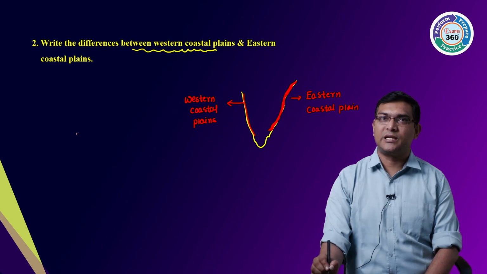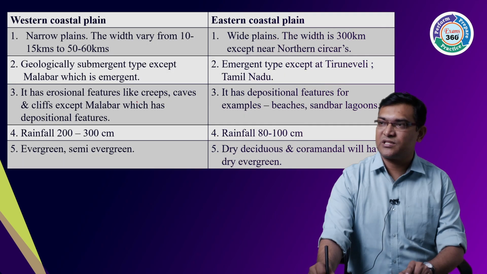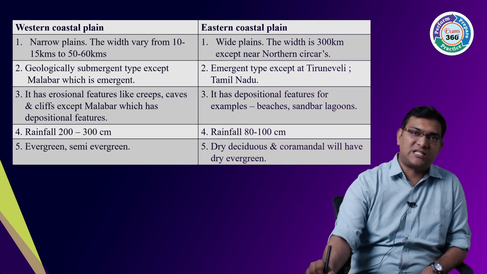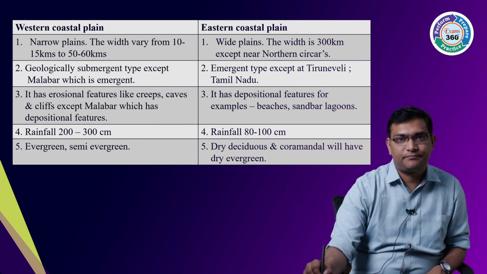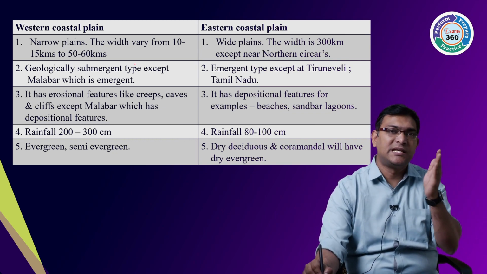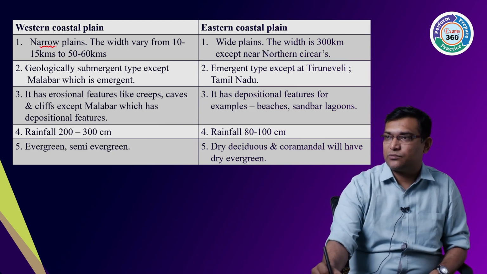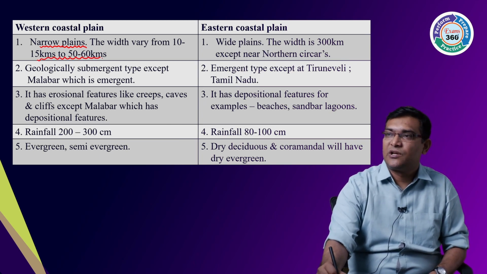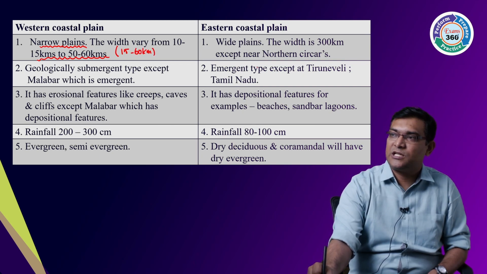So what happens here in this case, he is asking what are the differences between them. So let us see. The first difference is the western coast is generally a submerged coast, okay. East coast is emerged coast. So the width will be very narrow plains, 15 to 60 kilometers width.